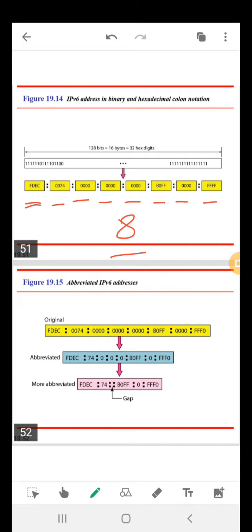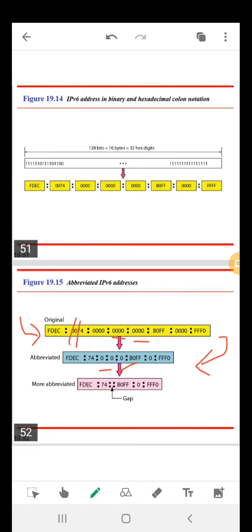So let us take some example of IPv6 addressing. Let us say this is my IPv6 address in hexadecimal colon notation, and we can also reduce the total size. For example, if we have all 4 digits as 0000, then instead of writing 4 times 0, we can write only 1 zero. Okay, and we can also remove the prefix 0. Okay, we need not be writing 000 in the front.